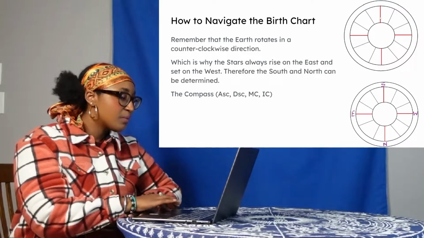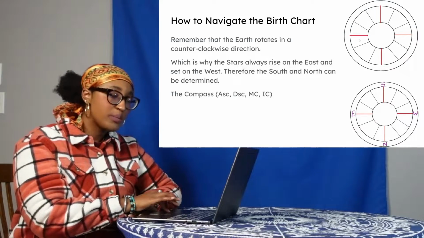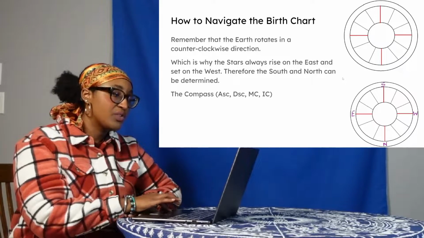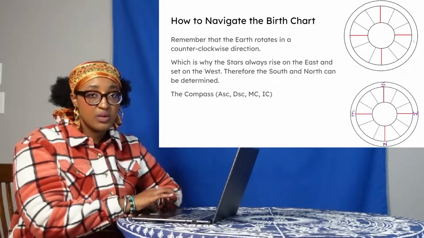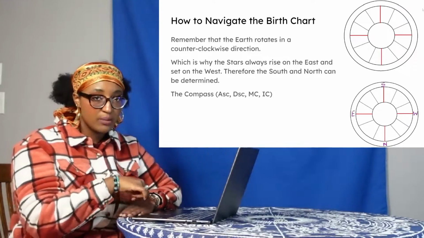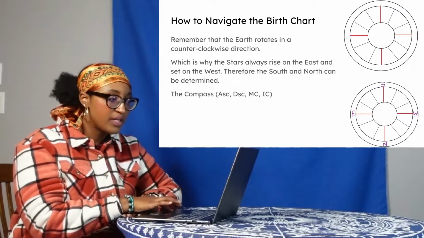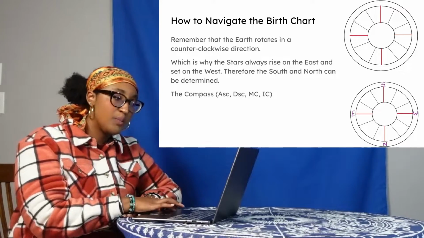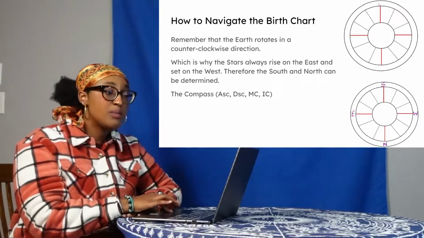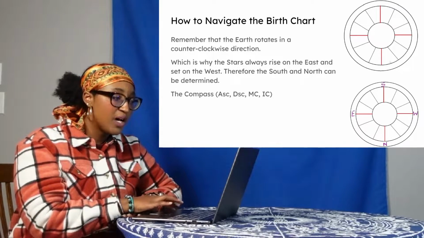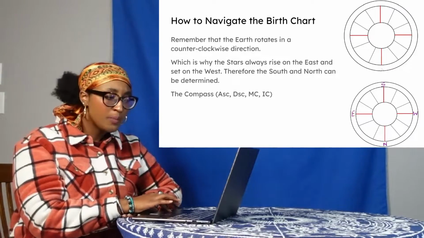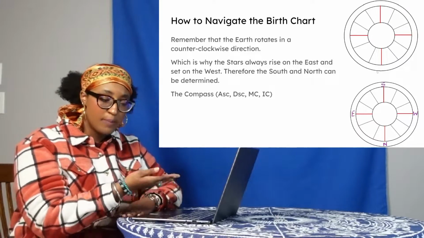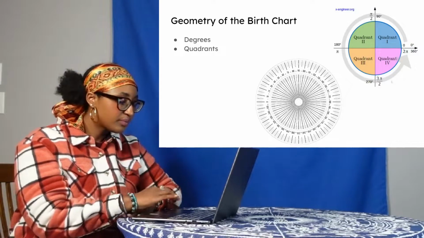So these red parts also represent important angles called the ascendant, which means rising, and the descendant, which means lowering or going below the horizon, and ascending above the horizon. And then the midheaven, which is the very top, and then the IC, which is the Imum Coeli, which represents like the very bottom heavens.